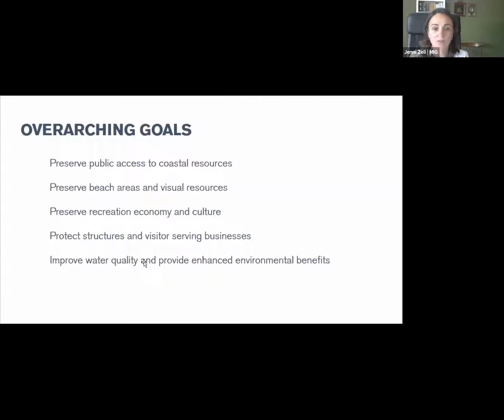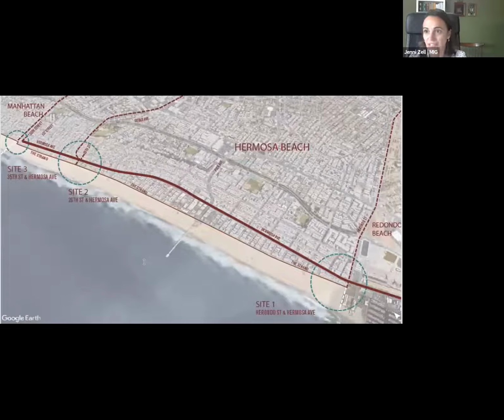And so these are just a reiteration of the overarching goals for this project. It's a suite of green infrastructure and sea level rise resiliency measures combined together to address some of those mobility enhancements along Hermosa and the Strand at those 3 different locations. And just as a reminder, we go south to north here. Site number 1 is here, 2 up here at 26th, and 3 up there at 35th.